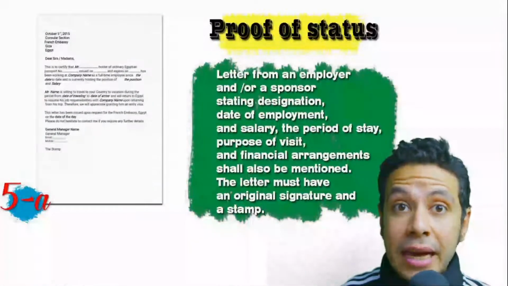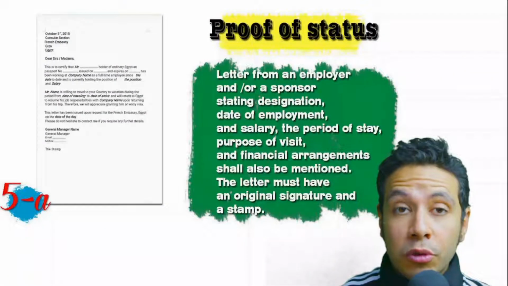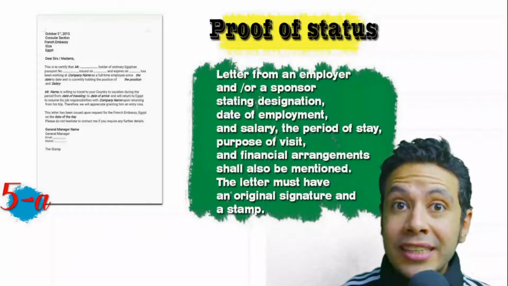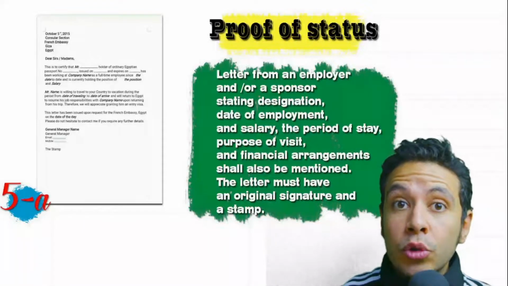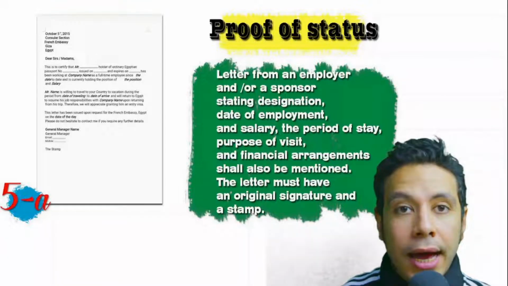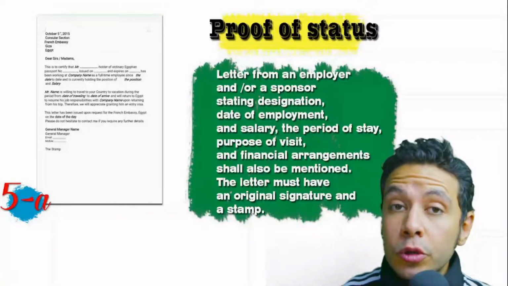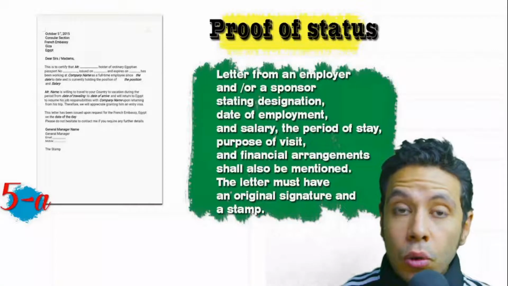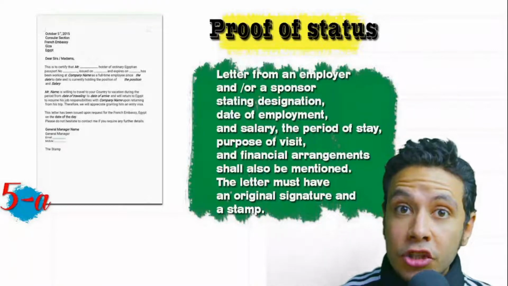In most visa application processes, you will be required to provide a proof of status. For example, if you are an employee, you will have to provide a letter from your employer or from your HR department mentioning your name, your work details, and your salary. Both the address and contact numbers should also be mentioned in that letter, and all letters must have an original signature and a stamp.